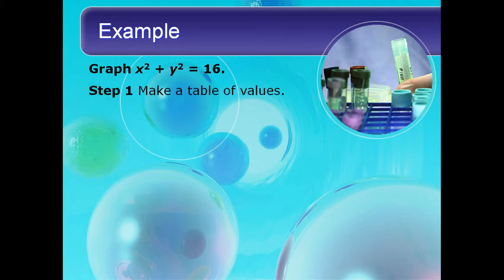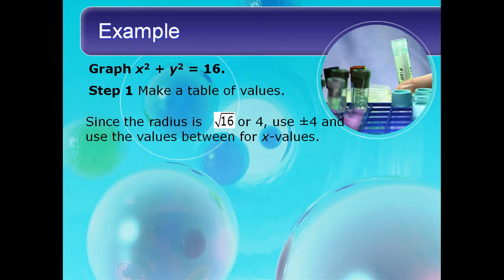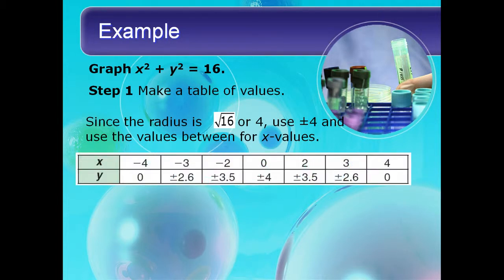Step 1, we want to make a table of values. Since the radius is the square root of 16, or 4, we're going to use positive and negative 4 and all the values between for x. So we make a chart. We have negative 4, we plug that in, we get 0. We have negative 3 for x, and that gives us plus or minus 2.6. Negative 2 gives us plus or minus 3.5. 0 gives us plus or minus 4. Then we have 2, and we repeat our pattern.